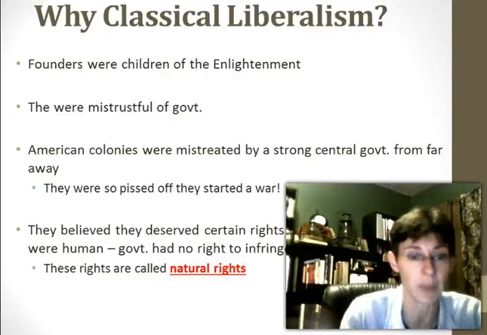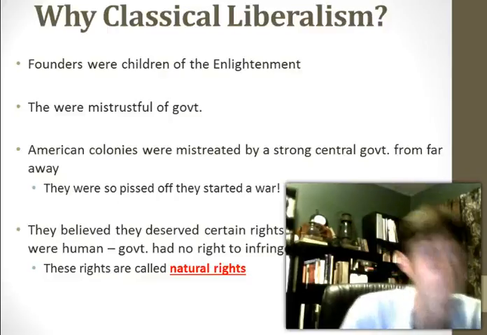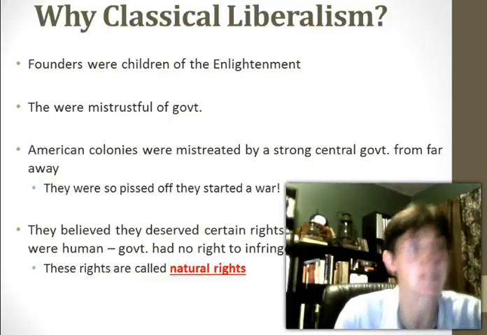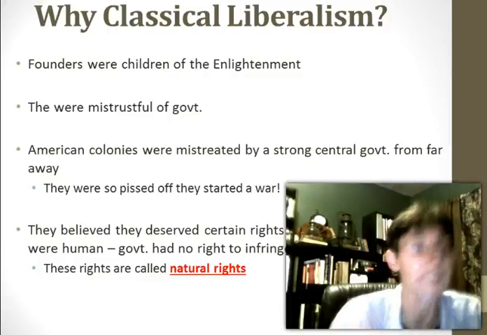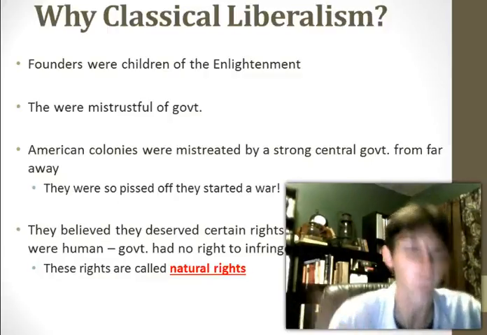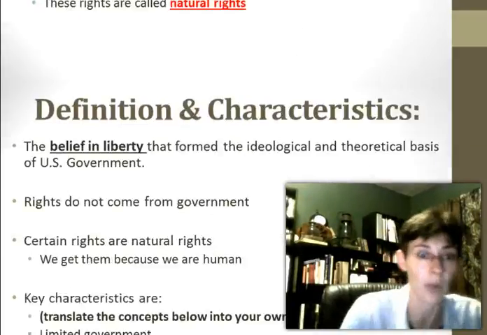They believed that they deserved certain rights because we exist. Rights because we are human. Government does not have a right to mess with those rights, and those rights are called natural rights. John Locke specified those rights. He said it was life, liberty, and property. The government does not give that to you. We just have it because we're human. Thomas Jefferson, with the Declaration, added the pursuit of happiness as well.